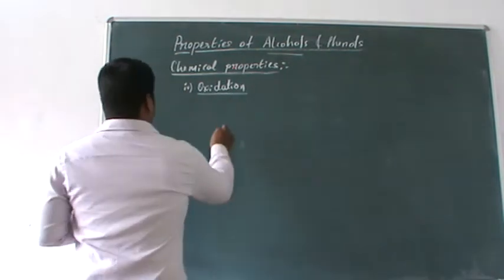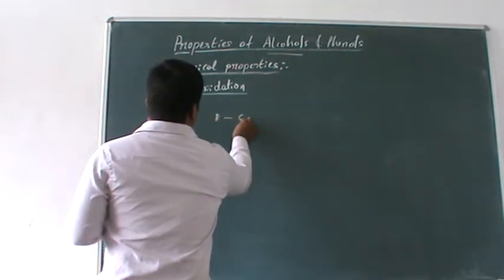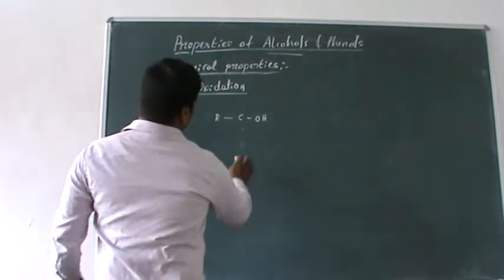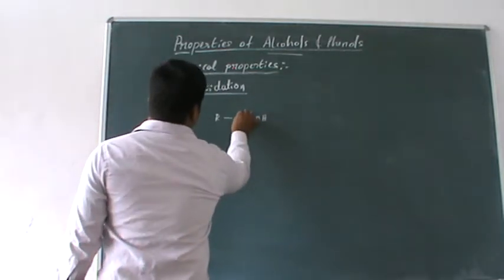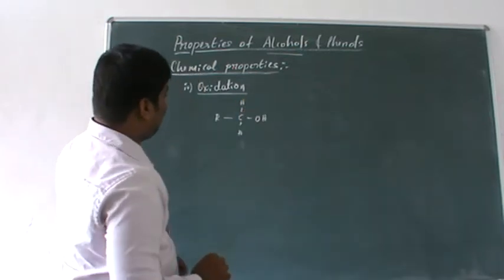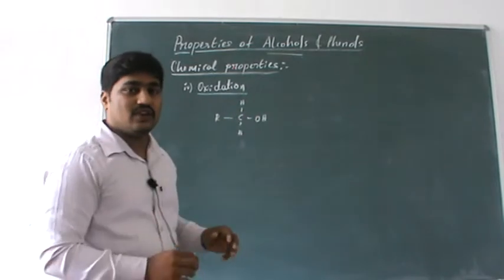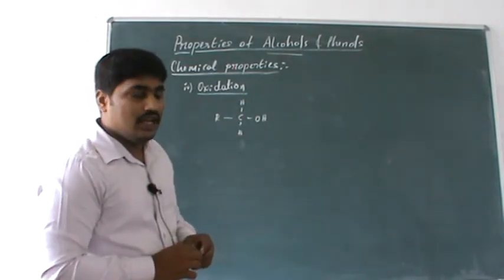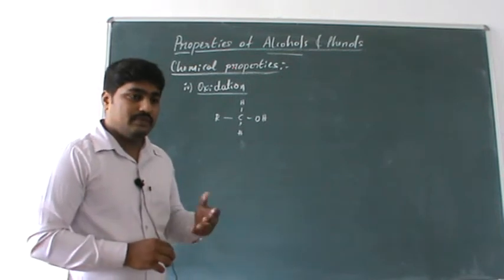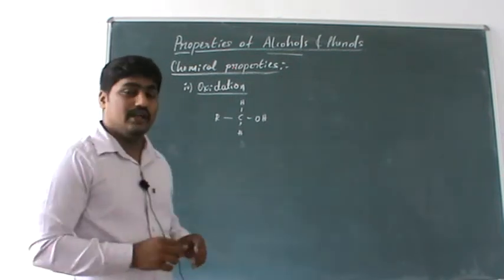I am considering a primary alcohol again. Primary alcohol: CH2OH, with the OH attached to a carbon that has one R group and the others hydrogen. For the purpose of oxidation, we need oxidizing agents. Correct? Then what are the oxidizing agents? I have told you about oxidation and reduction.